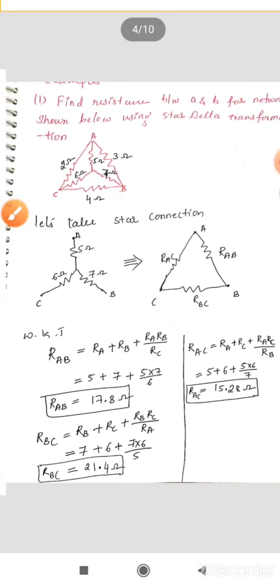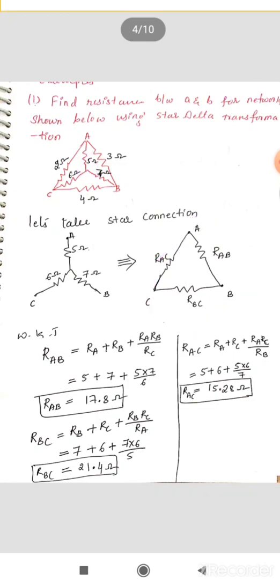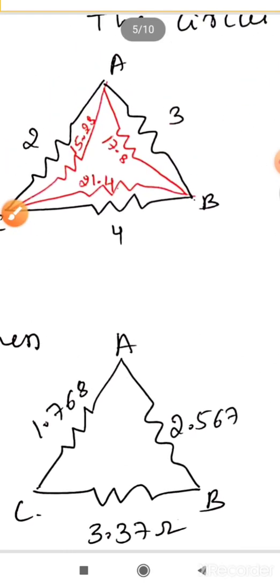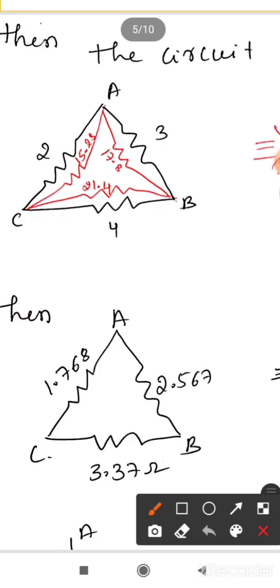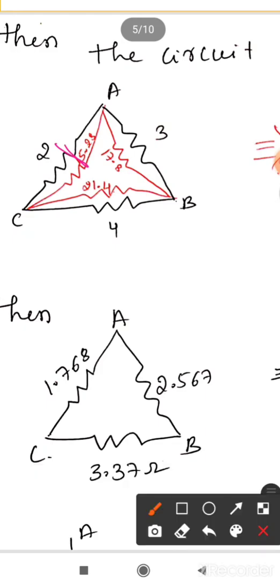Then let's insert this delta in the main circuit, replacing the star connection. You get it like this, right? Observe, the star was there inside, now it will be delta connected. So you can observe these two resistances, that is 2 ohm and 15.28 ohm, will be in parallel, 21.4 and 4 ohm are in parallel, and these two are in parallel. So let's use a formula.